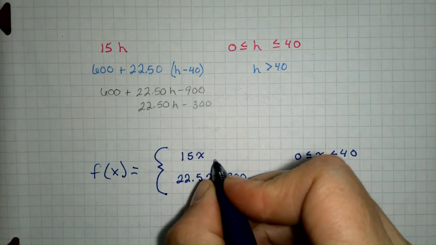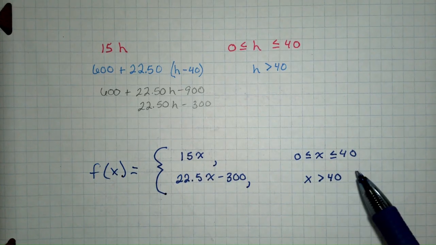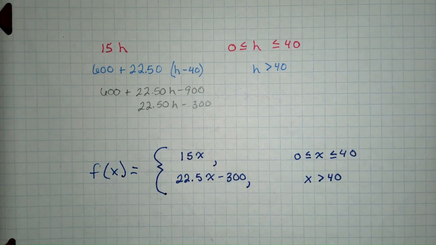Sometimes you might see a comma afterwards. Sometimes you might see a semicolon. It's just a way to differentiate between the equation and when to use the equation. So again, in our example, we're using the 15x for the hours between 0 and 40, and then after that, we're changing over to the other equation.